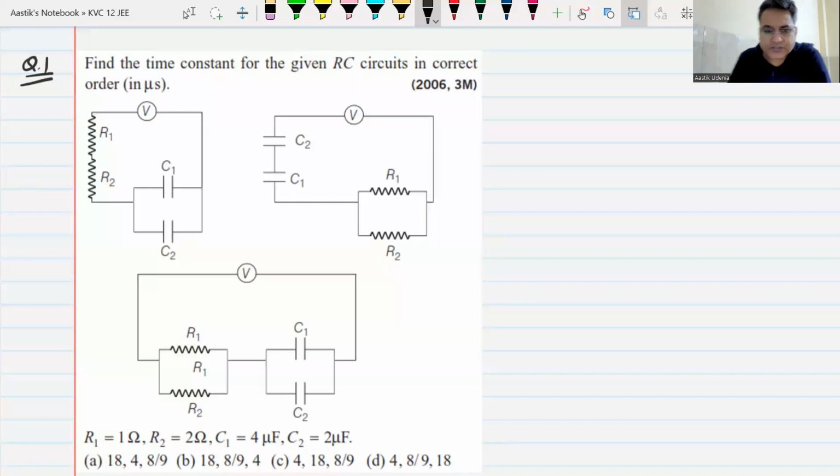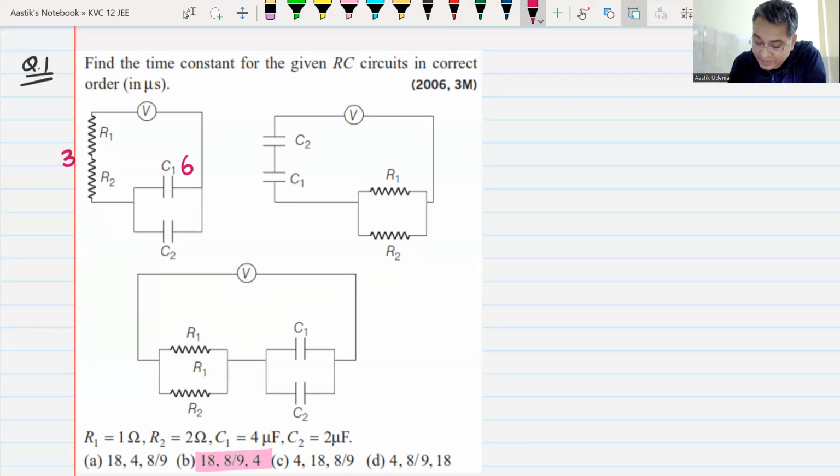Option B, sir. Which option is correct? Option B. Yes, that is correct. You just have to find out the time constant. Time constant is R into C. You just have to find out the resistance here. The resistance here is 2 plus 1. It will become 3. And the capacitors are in parallel. This will become 4 plus 2, 6. So the first has to be 18. So the options which are correct are either A or B. The rest are wrong. Then you can move on to the second one.